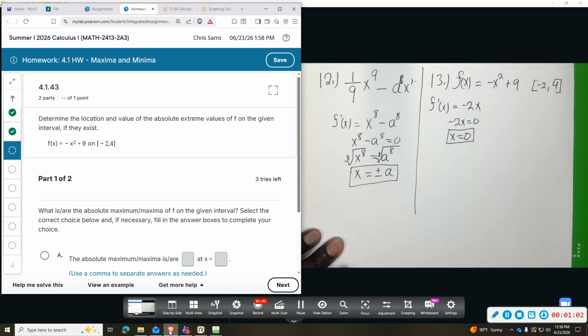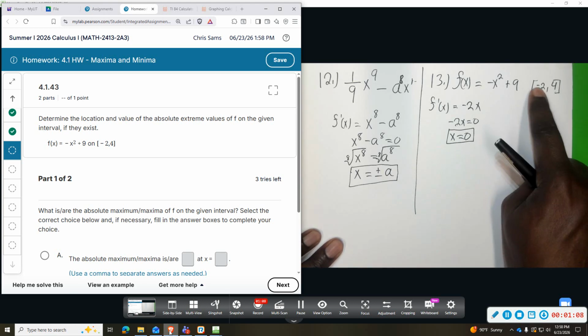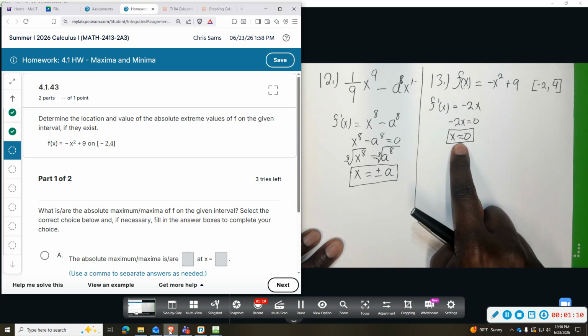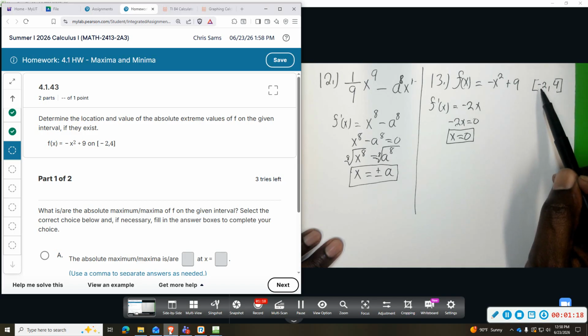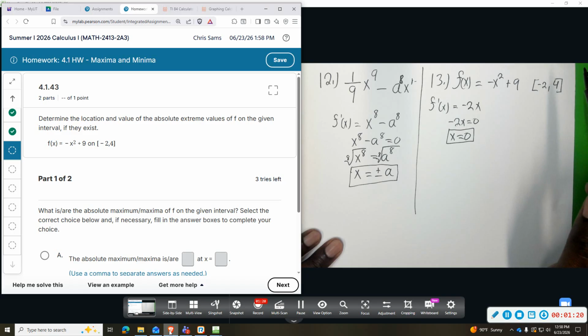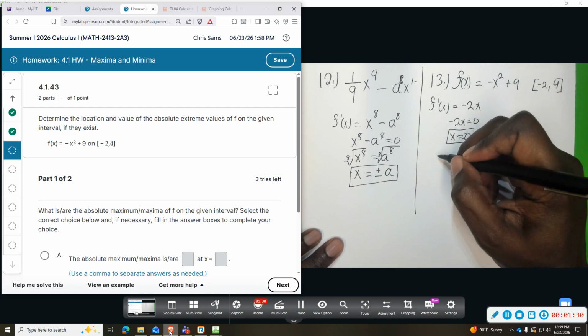From this point, we are going to plug in the endpoints and the critical value, and then we'll see which one gives us the highest and the lowest value on this closed interval. The property says if we are on a closed interval, we are guaranteed to have an absolute minimum and an absolute maximum on the closed interval. So we're going to plug in negative 2.